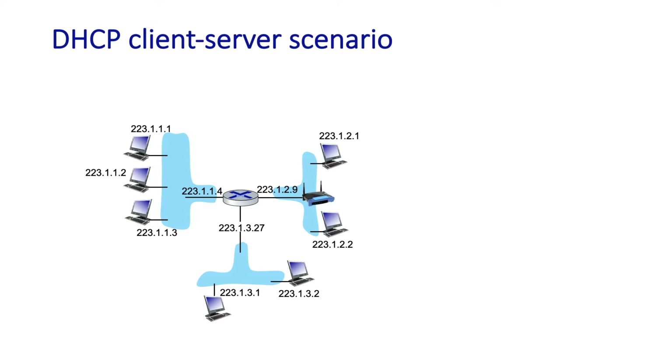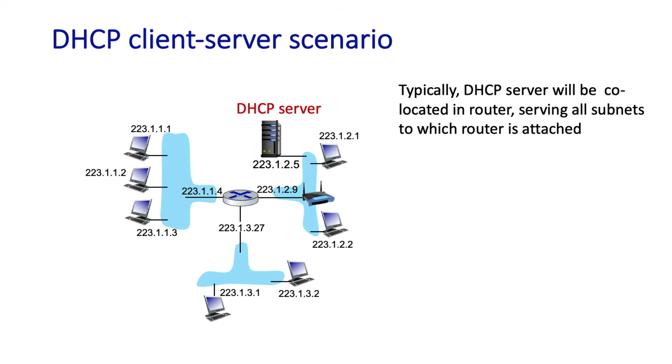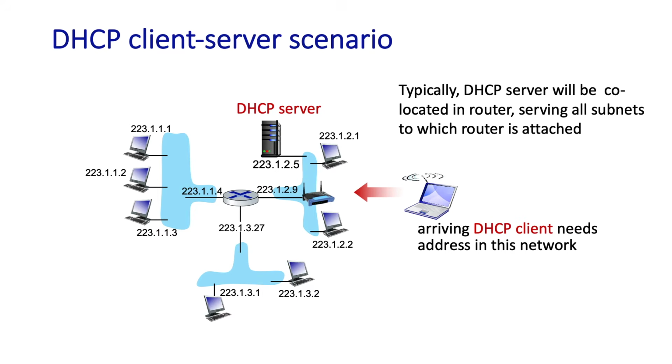Here's the scenario we'll look at using the simple network that we've seen before. In this network, we see the DHCP server here. Typically a DHCP server would be co-located in a router and serving all of the subnets to which that router is attached, but we've shown it here as a separate server, which also happens with an IP address of 223.1.2.5. And here's the arriving client that will want an IP address in the 223.1.2/24 subnet. Now let's take a look at what the DHCP client-server message exchange actually looks like.